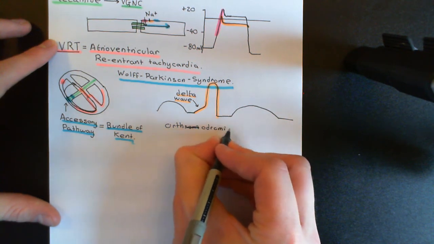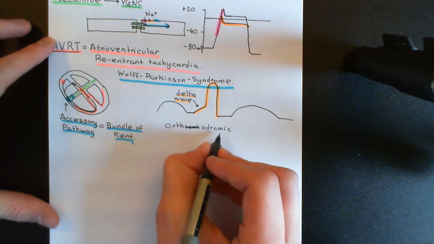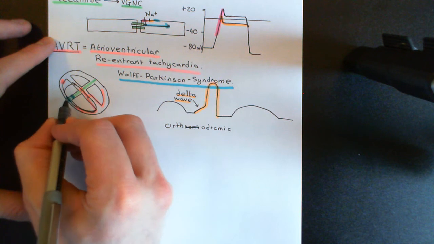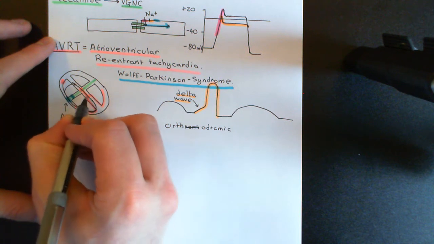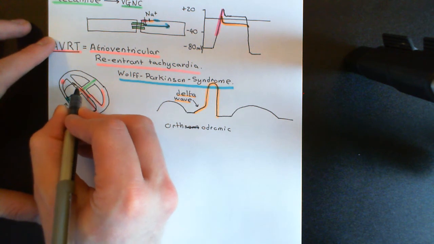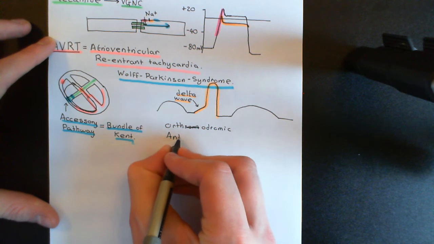Orthodromic. Okay, so if it goes round in that way, it's known as an orthodromic circus rhythm, or an orthodromic re-entrant loop. Whereas if it goes round the other way, where it goes down the bundle of Kent here, and then stimulates the ventricular conduction system, and then that goes back up to the AV node, and then it goes round the other way, that's known as an antidromic circus rhythm.